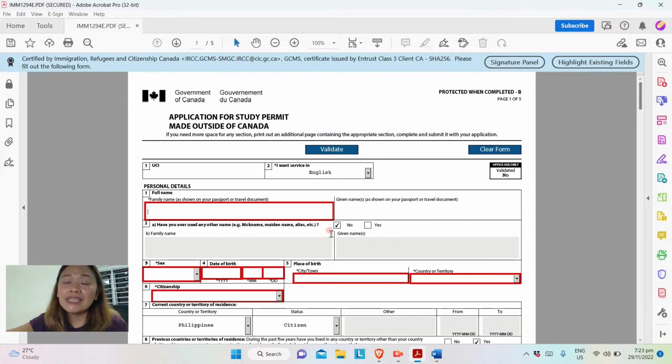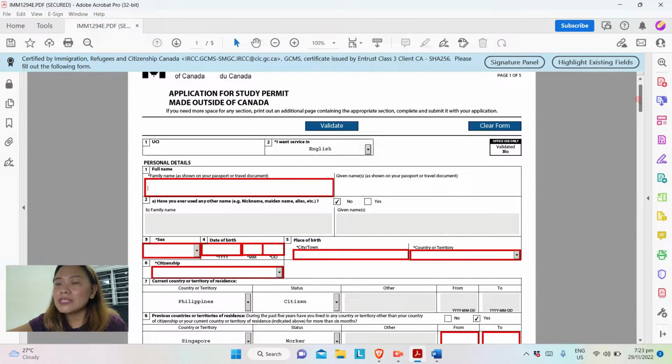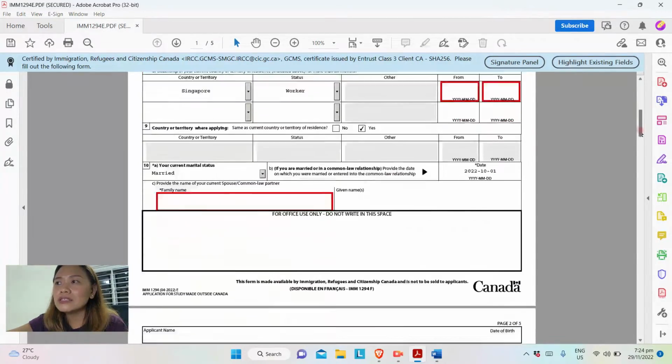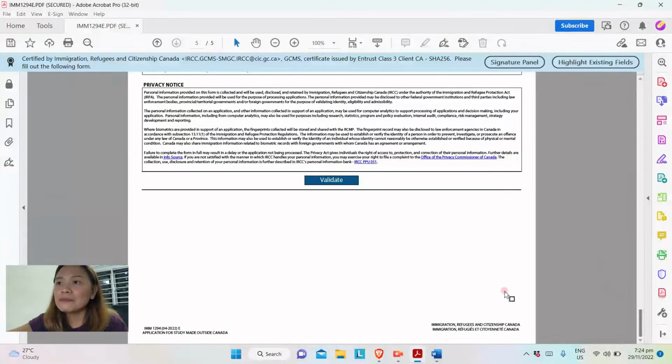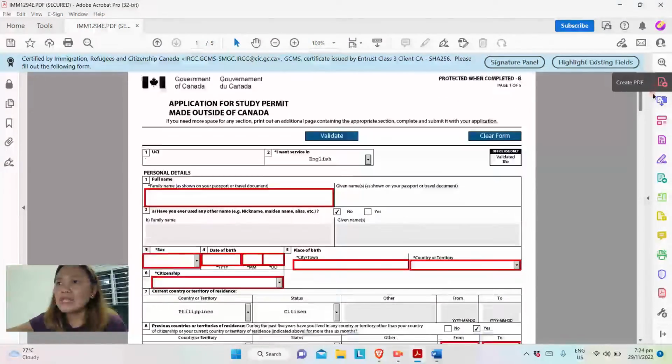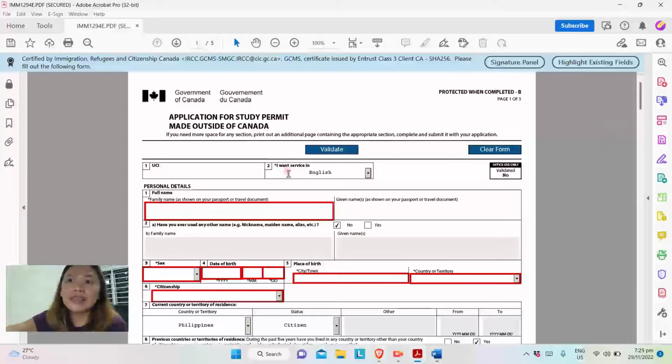The validate button is like a foolproof way to check that you did not miss out any required field. So if you press validate and you missed a question, it will turn red like this. But once you answered everything and you click validate, another page will come up and it will have a barcode. That is what will be read in the system when you upload it. So you don't really have to sign this anymore. Just click validate.